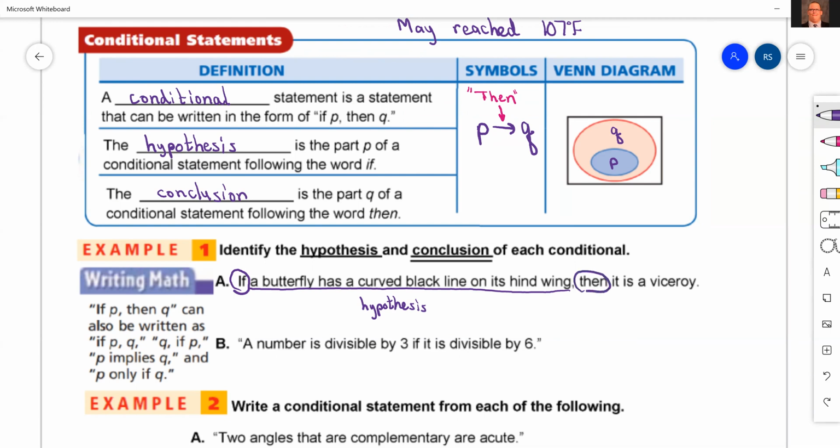Well, there's then. Then goes with which one? The conclusion. Notice I did not underline the words if and then. They are not part of your hypothesis or conclusion. If and then are not part of your hypothesis or conclusion. Do not try underlining them. That's why I circled them, so we know, oh, they're their own thing.